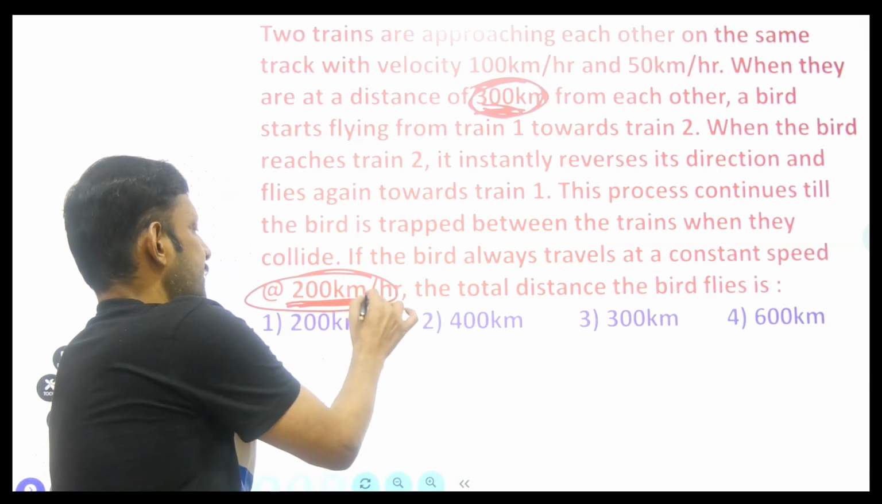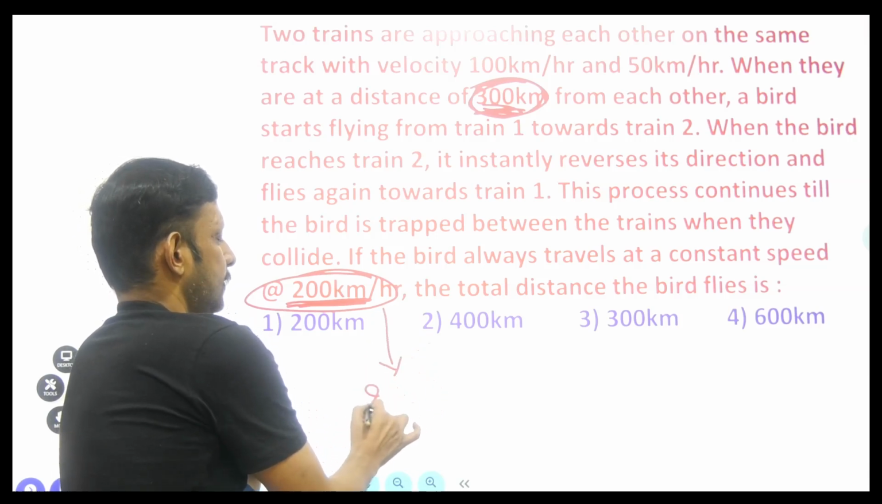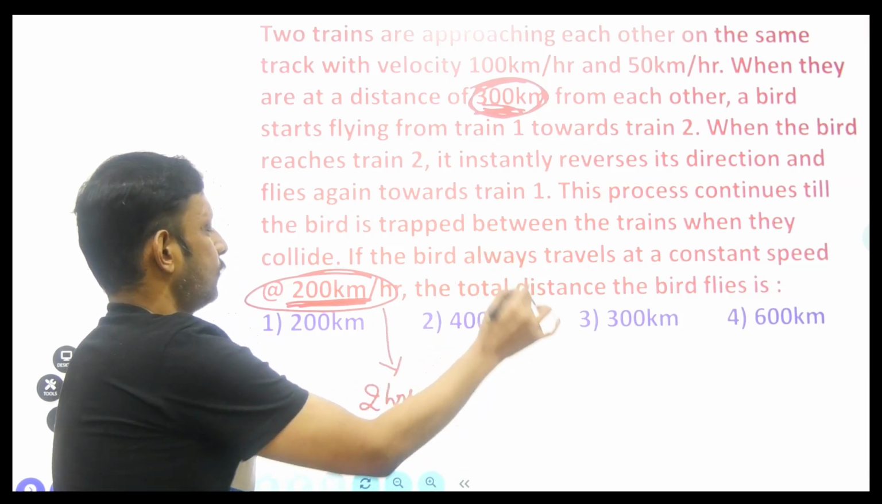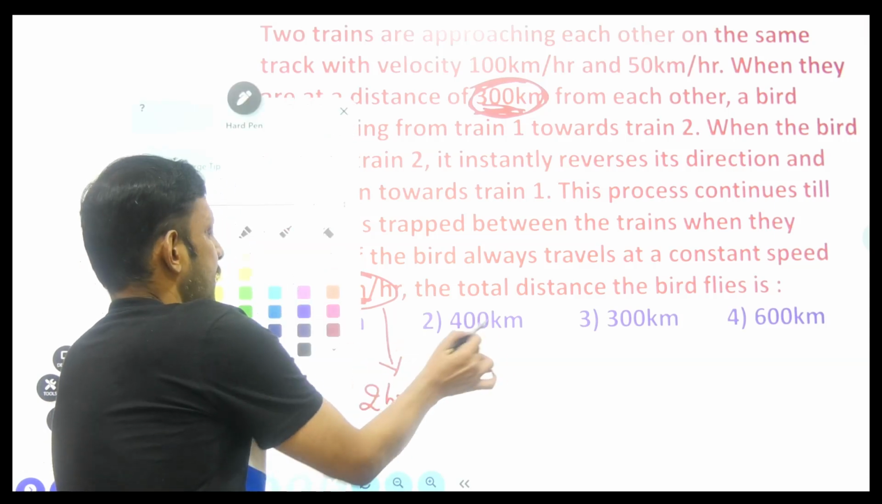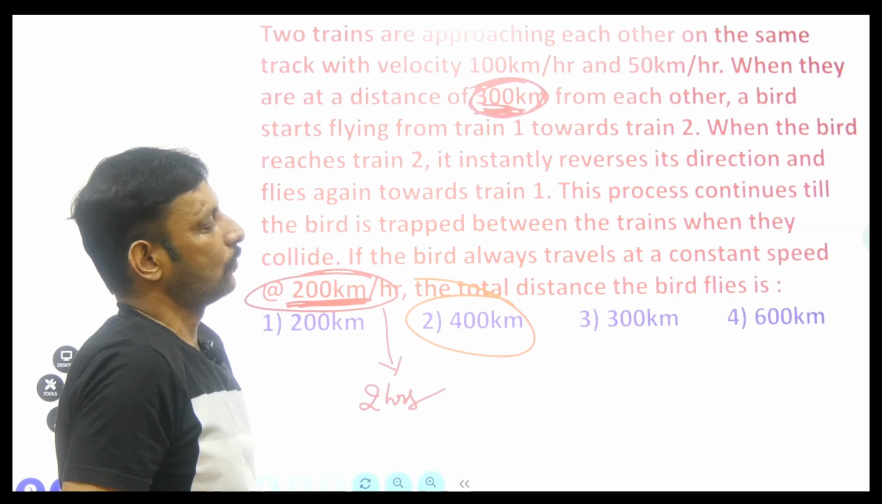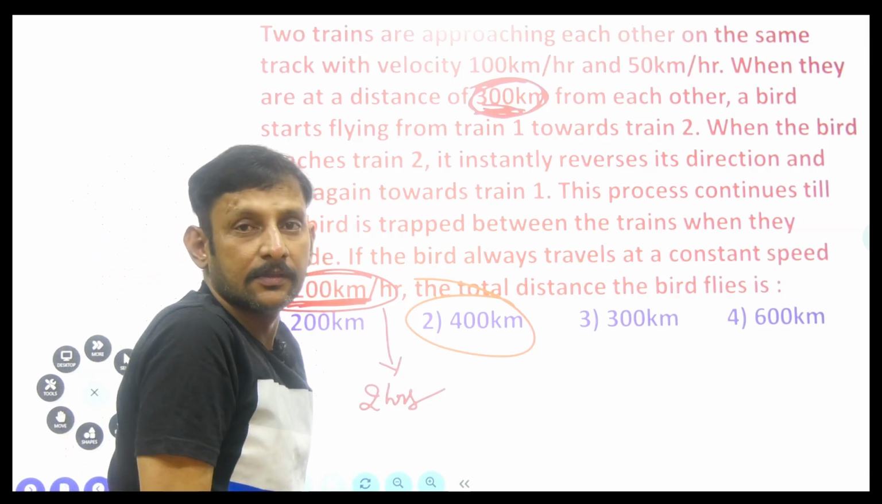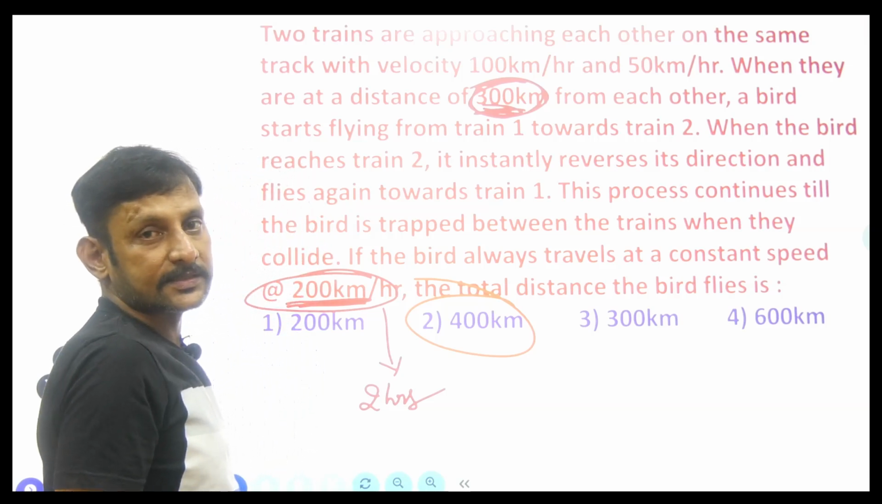So the bird flies for 2 hours at the rate of 200 km per hour. So finally the answer is 200 into 2, 400 km. Clear? Now let us see the same model question.